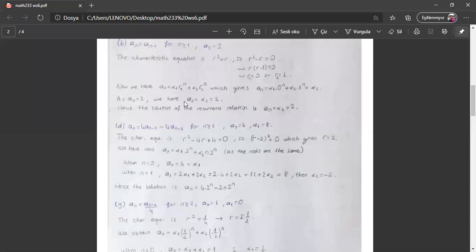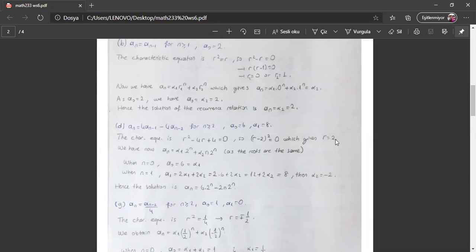So here we have another recurrence relation. n is greater than or equal to 2, and the initial conditions are given here. a0 is equal to 6 and a1 equals 8. We first find the characteristic equation, which is this. Okay, and it can be written in this form. So r equals 2.